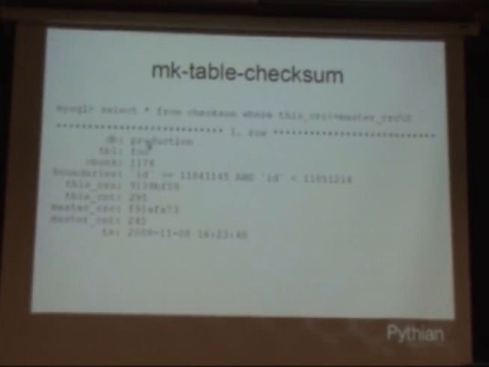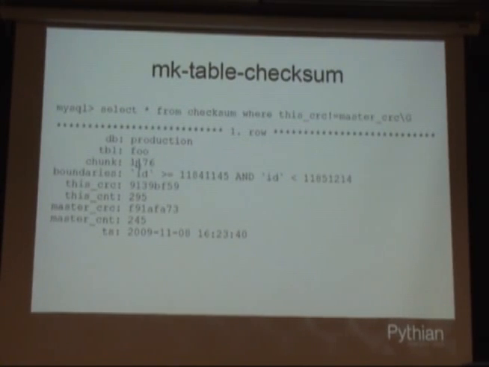So the database is production. Table is food. Chunk is 1176. That's the chunk number, right? So now it's doing this chunk with this offset. Say offset of 7, the chunk of 1,000, right? So it's on this chunk 1176. Here's the boundaries. This is huge here.